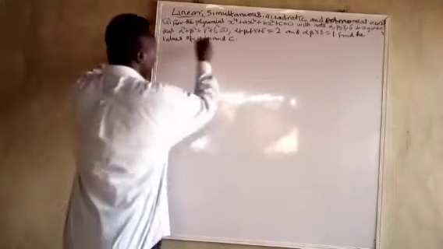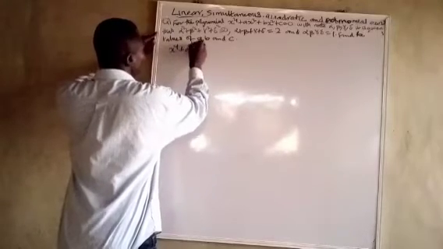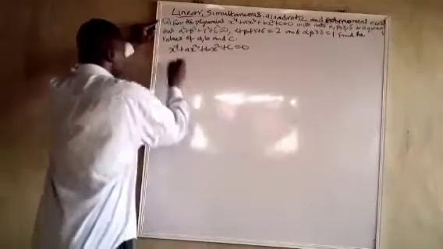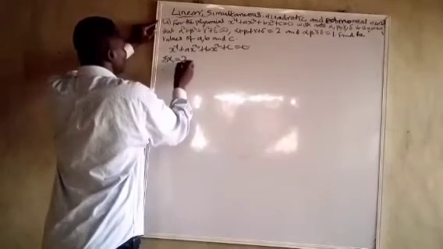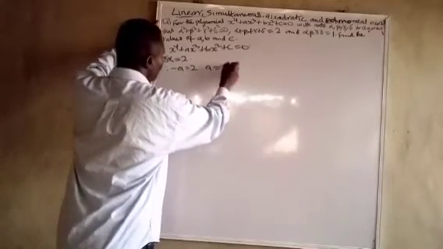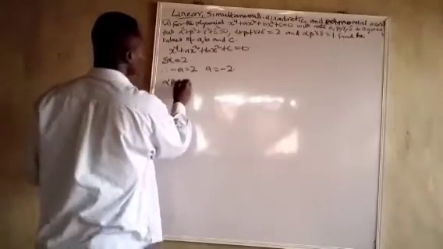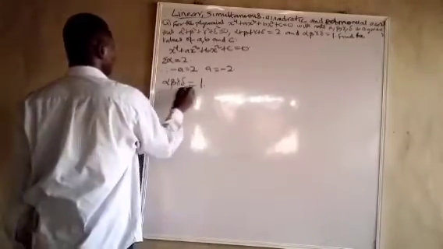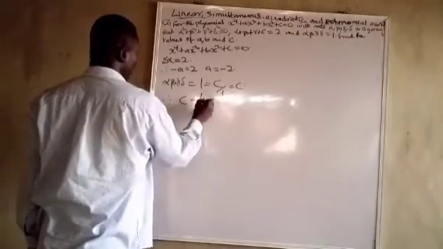So we have this: x raised to power 4 plus ax cubed plus bx squared plus c equals 0. And we are told that summation alpha is equal to 2. Therefore, minus a is equal to 2, so a equals minus 2. The product alpha beta gamma delta is equal to 1, and from here we know that that is equal to c over 1, which is equal to c. Therefore, c is equal to 1.